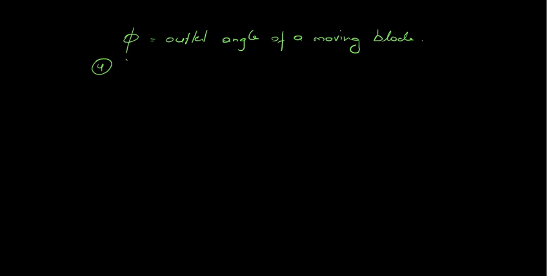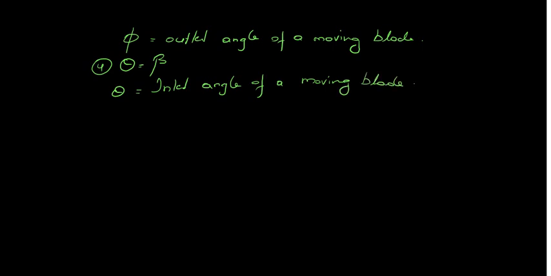And the fourth relation, theta equals beta. We will see what theta is. Theta equals the inlet angle of a moving blade. Now beta. Beta represents the inlet angle of a fixed blade. These are the conditions that we have to remember.